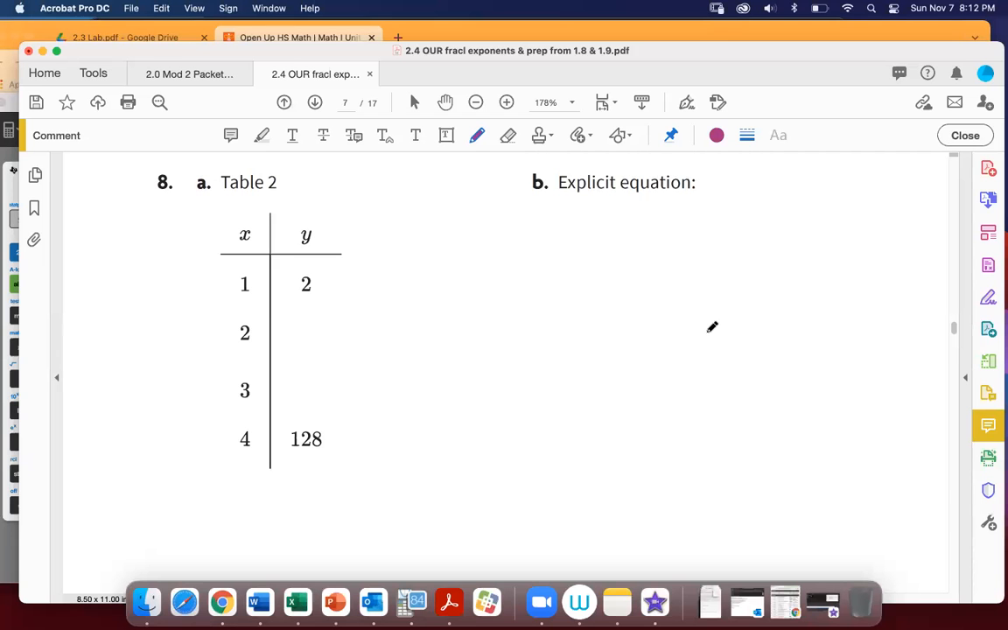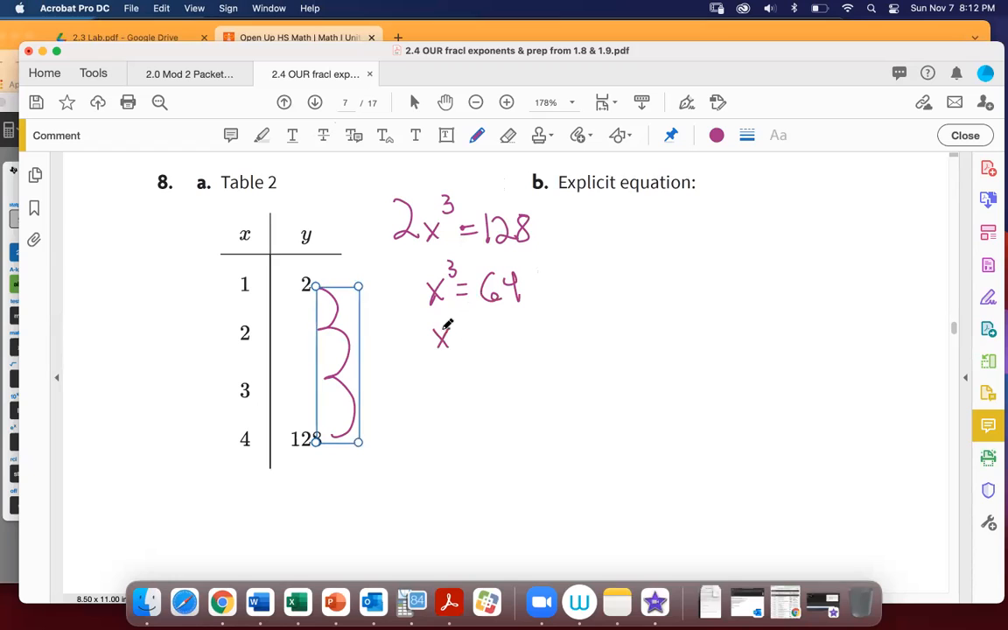Let's take a look at problem 8 just for kicks. Starting with 2, I keep multiplying once, twice, 3 times. So 2 times some number 3 times, meaning it's being cubed because it's multiplying by itself 3 times, gets you 128. If I was going to go for x, x cubed equals 64, just like Nintendo. If I take our cubic root, what number, when multiplied by itself 3 times, gets you 64.